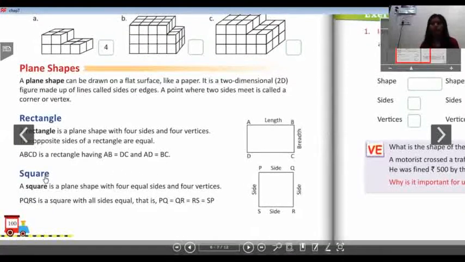Now moving on to the next shape, square. A square is a plane shape with 4 equal sides and 4 vertices. What do we mean by equal sides? It means PQ, QR, RS and SP. All these sides are equal. In a square all the sides are equal.